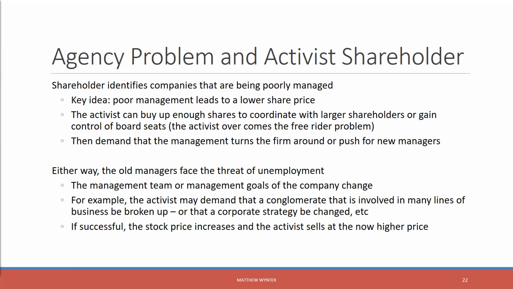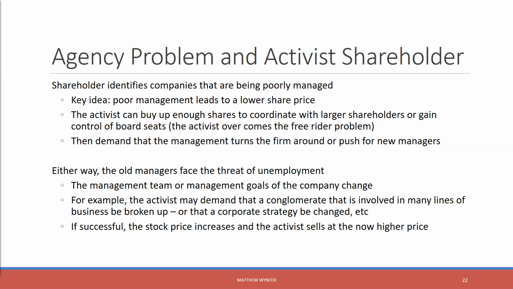The shareholder identifies companies that are being poorly managed. The key idea is that poor management is going to lower the share price. And hopefully that feels intuitive. If the company isn't using its capital and labor and taking advantage of its investment opportunities well, because management's a mess, then once we get rid of that management or change our strategy, we should see the stock price jump up. So the activists are going to buy enough shares to coordinate with larger shareholders or to gain control of a board seat.